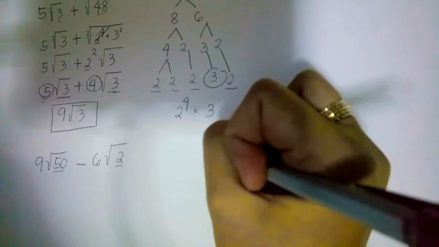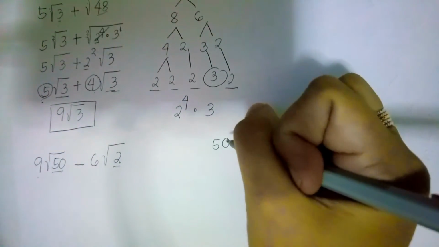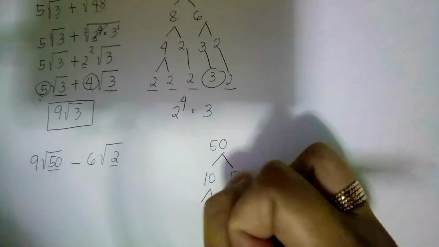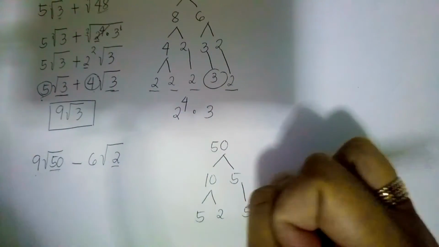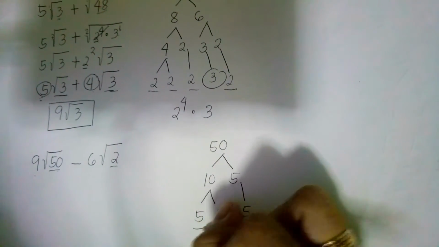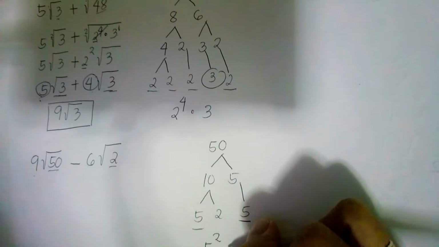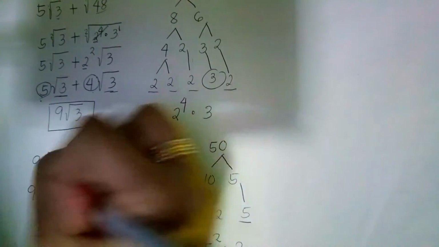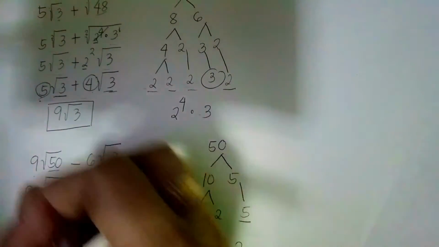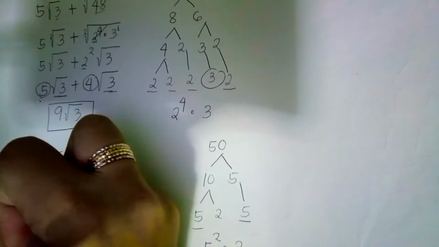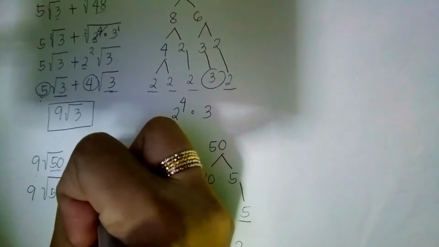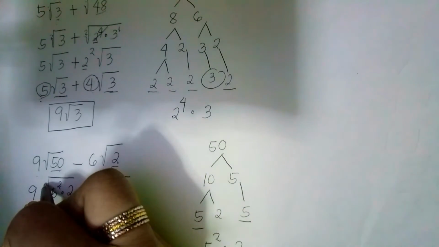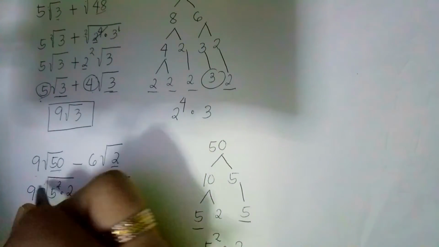So we will try to get the prime factors of 50. We have 10 and 5, and then we have 5 and 2, then 5. Finally, we have 5 squared times 2. So the prime factors of 50 are 5 squared and 2. You copy 6 square root of 2. Now 2 is divisible by 2. So 2 divided by 2 is 1.